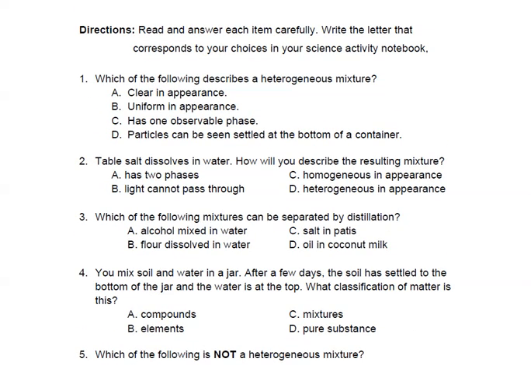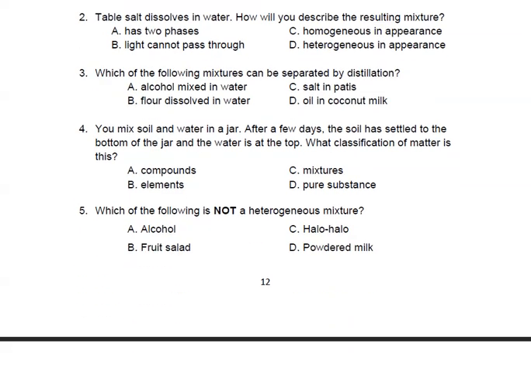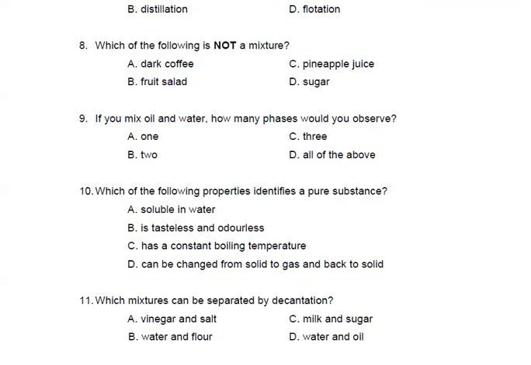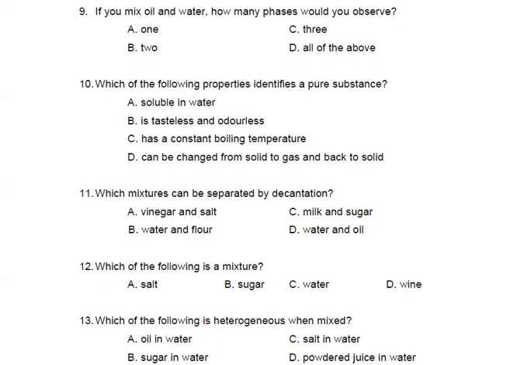Number your paper again, 1 to 15. Answers only. Choose the best answer. Write the capital letters. So, that's it for the morning session of day 5 for Science 7.